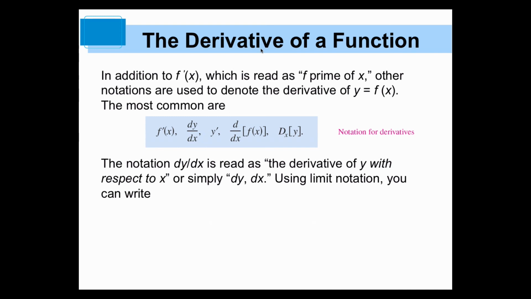The second one, dy dx, is important because it's just a different way of talking about it. F prime of x means you take f and you take the derivative of it. Dy dx means you take the derivative of y with respect to x. And that with respect to x thing becomes relevant later on. Initially, it's not a big deal. We're always going to take the derivative with respect to x, but that will change later on when the problems get nastier.